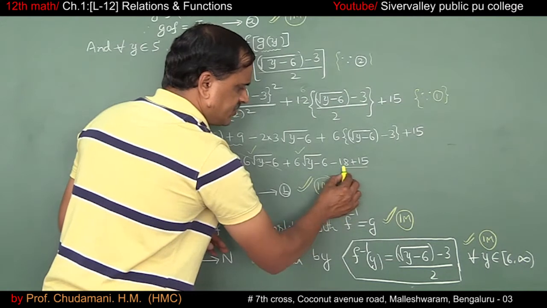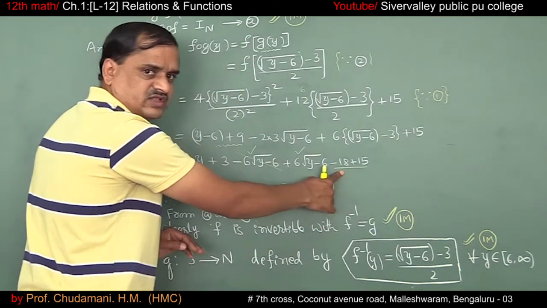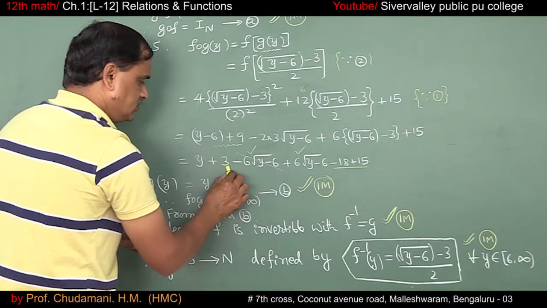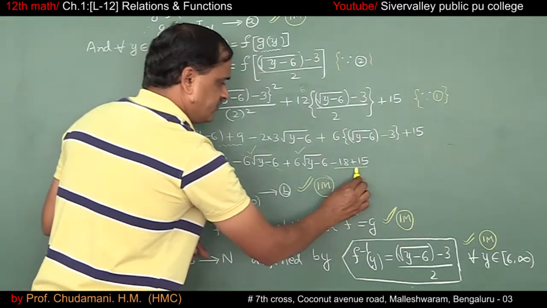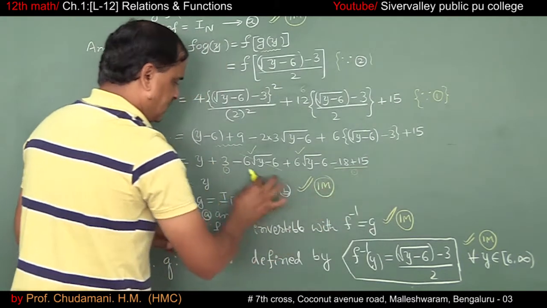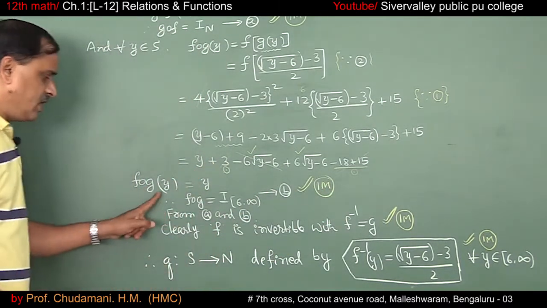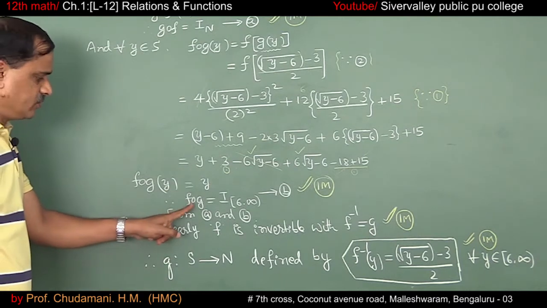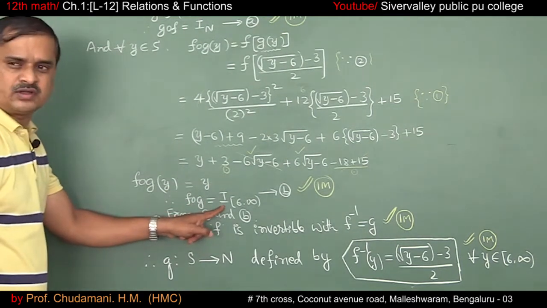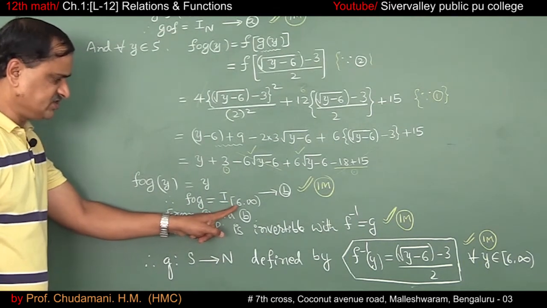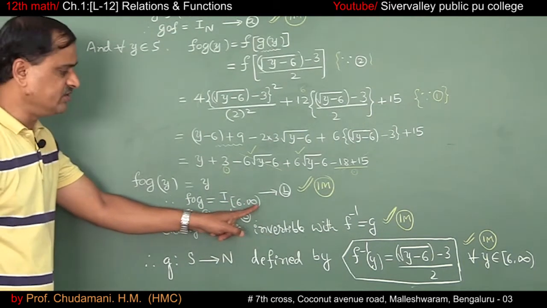Observe this, 15 minus 18, minus 3. This is plus 3, so plus 3 and this minus 3 get cancelled. We are left with only y. fog of y equals y. Therefore, fog is the identity function on the set S, which is nothing but 6 to infinity.